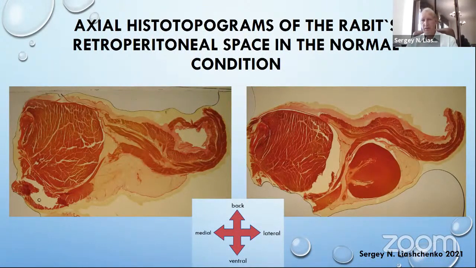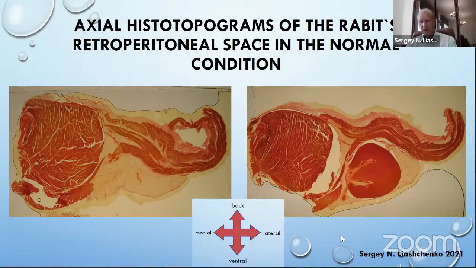After that, we prepared axial histotopograms of the retroperitoneal space. This axial histotopogram is normal, before operation. For orientation, these muscles are the erector spinae, external oblique, and transverse muscles of the abdominal wall, and with fat tissue and connective tissue, the retroperitoneal space is bounded by the parietal peritoneum. At the middle kidney level, you can see vessels, the kidney, and surrounding fat and connective tissue. This is the parietal peritoneum.